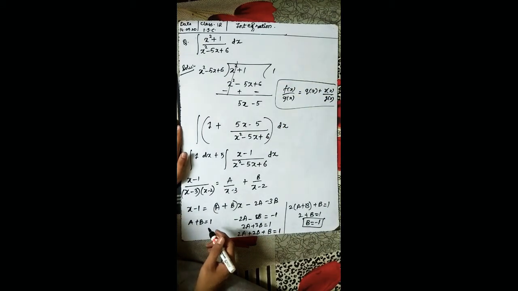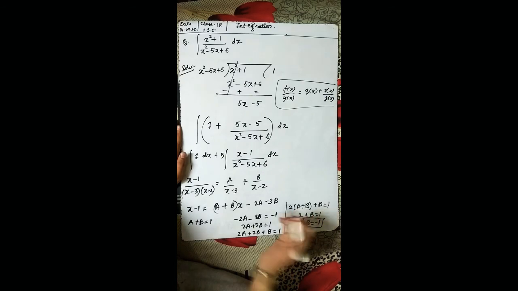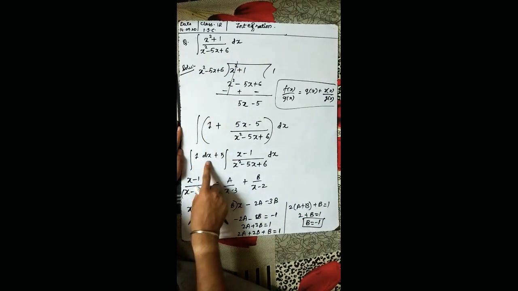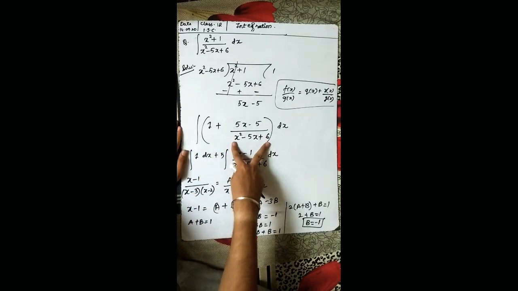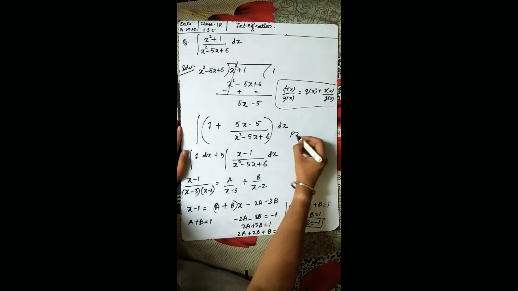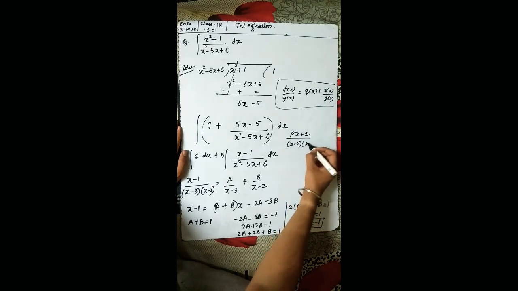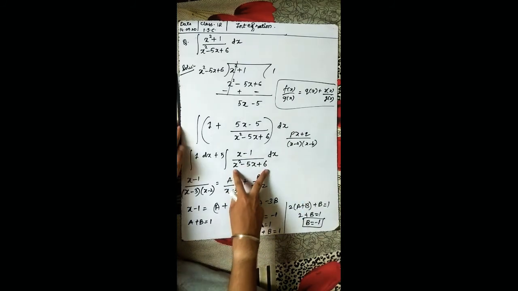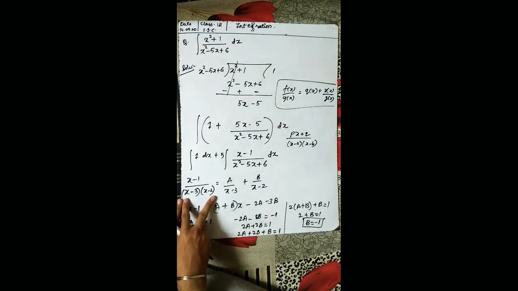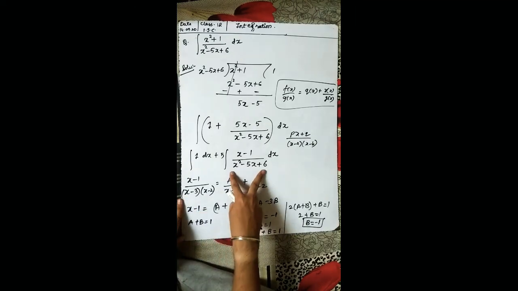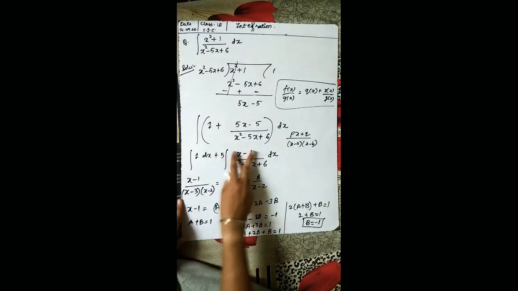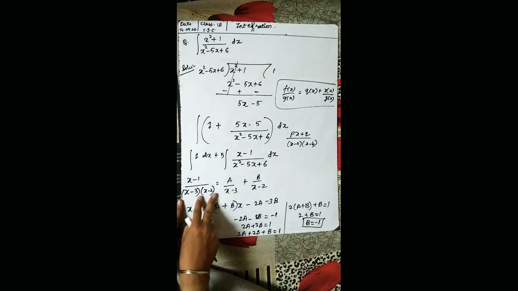Now why have I written so? To get this in the simplified form, because integration of 1 is what? The x, and this integration we know is of the form px plus q upon x minus a, x minus b. See, this x square minus 5x plus 6 I have split. I've just found the factors of it, because this is a quadratic equation, so x minus 3 and x minus 2, and from here I've taken 5 common, so x minus 1 upon x minus 3 into x minus 2.